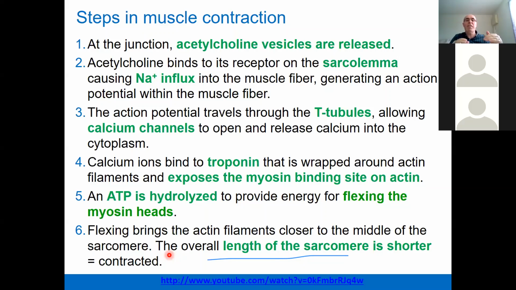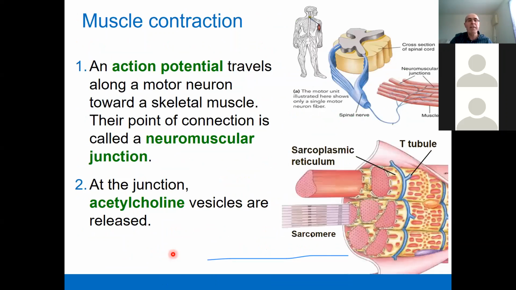First acetylcholine vesicles release acetylcholine, then sodium influx, and then calcium binds to troponin, which allows the actin and myosin filaments to be exposed to each other and slide on each other, making the sarcomere shorten. I have a short video. If we have time, I will show you at the end of these lectures.